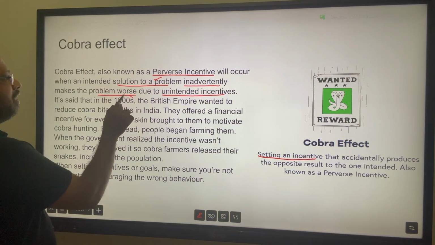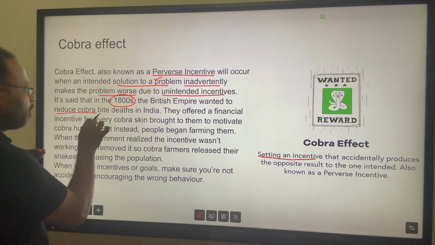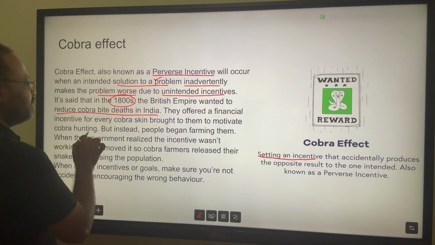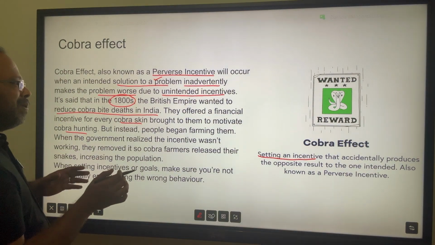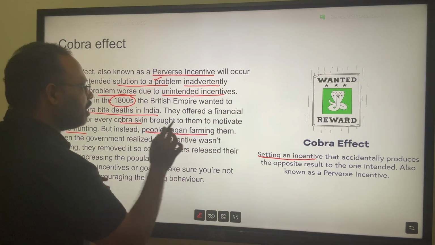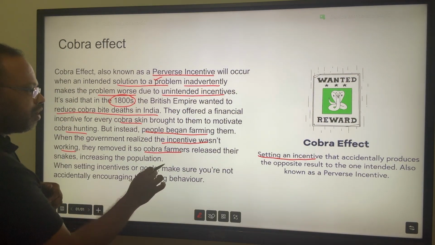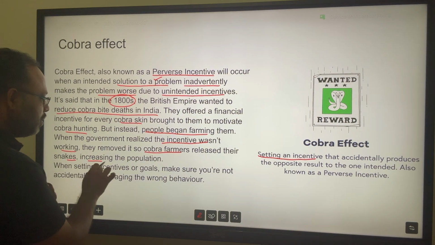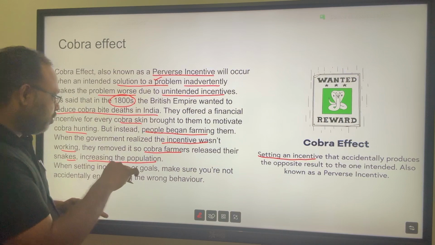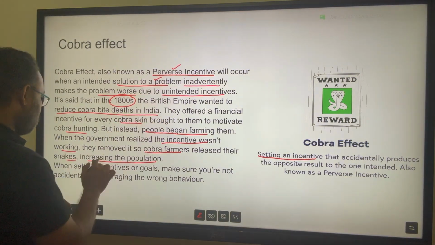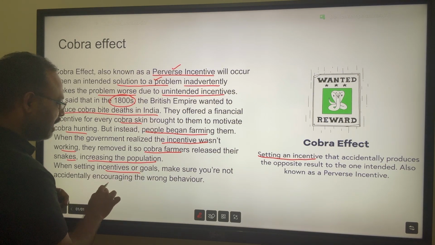It is said that in the 19th century, the British Empire wanted to get rid of cobras. They wanted to reduce the cobra bite deaths in India. They offered a financial incentive for every cobra skin brought to them to motivate cobra hunting. But instead of people killing the cobras, people began farming cobras. Then when the government realized that the incentive wasn't working, the cobra farmers released their snakes, increasing the population of the cobras. So this method of addressing a problem has worked in a negative way. This is called perverse incentive or the Cobra effect. When setting incentives or goals, we have to make sure that we are not accidentally encouraging the wrong behavior.